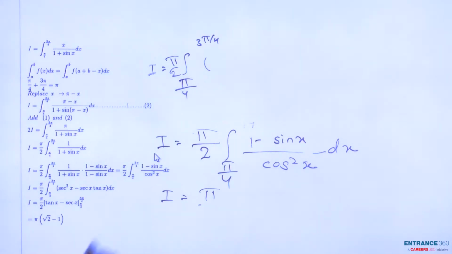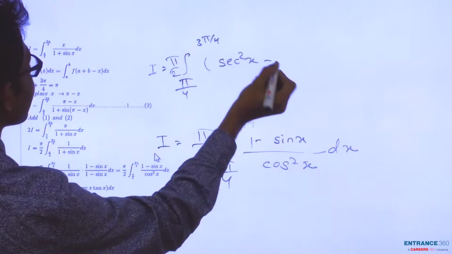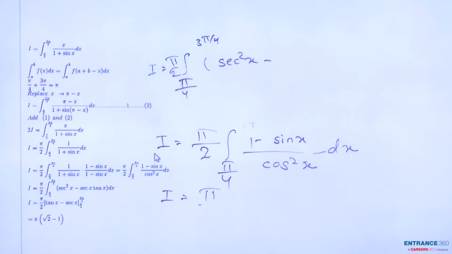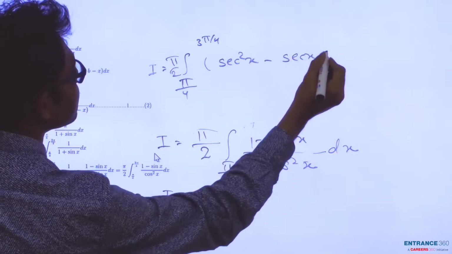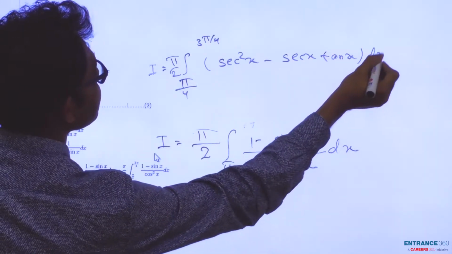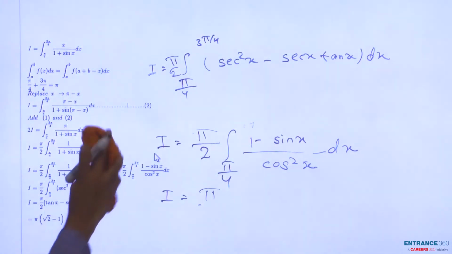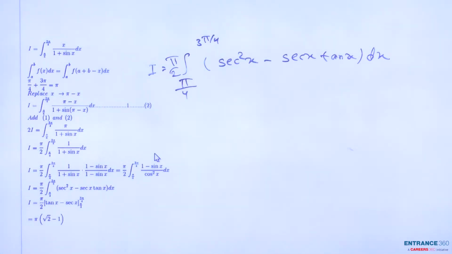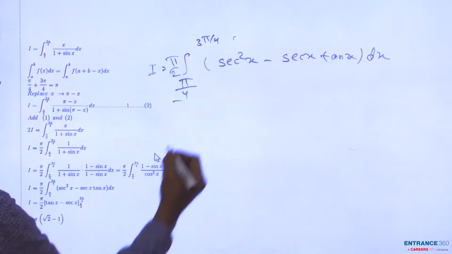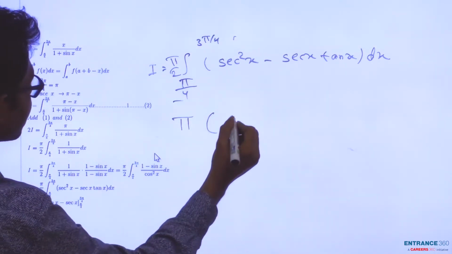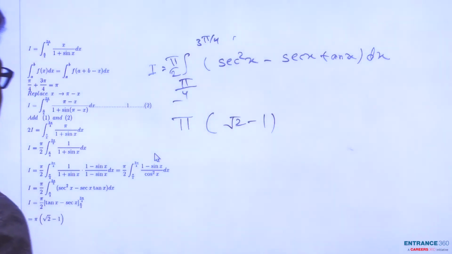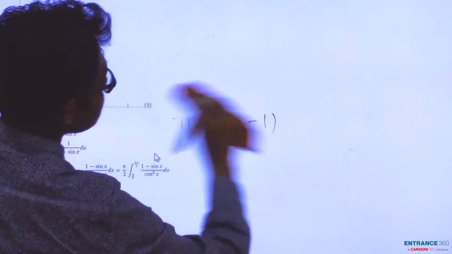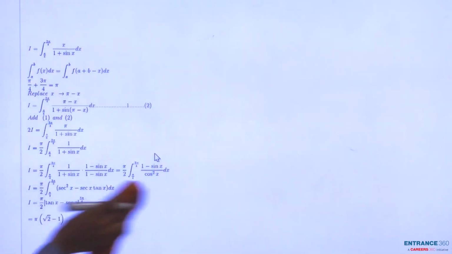1 by cos square x is sec square x, minus sin x by cos square x is sec x into tan x, dx. This is simple integration. The integration of sec square x is tan x, and the integration of sec x tan x is sec x. So after simplification and putting in the values, we get our final answer as pi into root 2 minus 1. So this is our final answer, pi into root 2 minus 1.